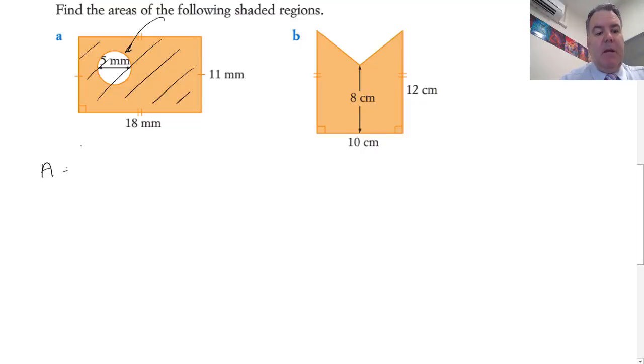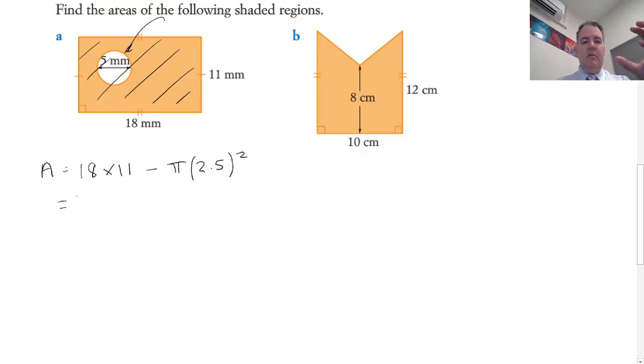So I would say that the area is, and this is all going to be in millimeters squared, so 18 times 11, that gives us the area of the rectangle, minus the area of the circle, which is pi r squared. And given that the diameter there is 5 millimeters, there we go, something like that. And you can do that all in one step on your calculator. You could do it separate, but I just do all that on my calculator, and that gives us about 178 millimeters squared.